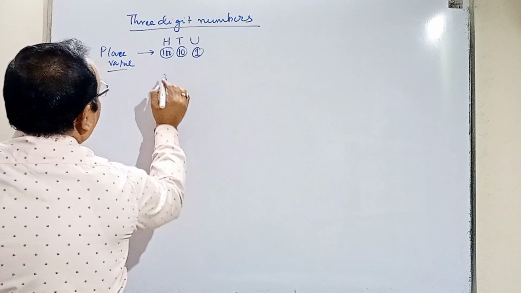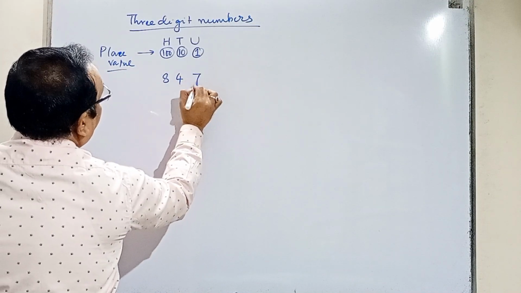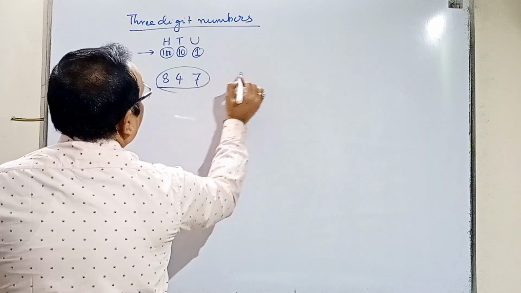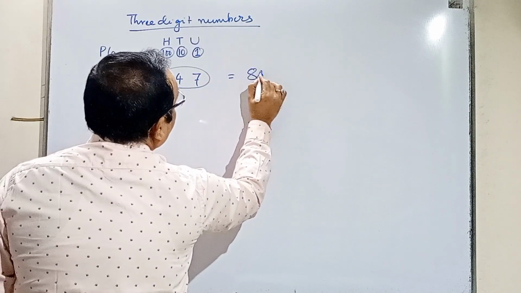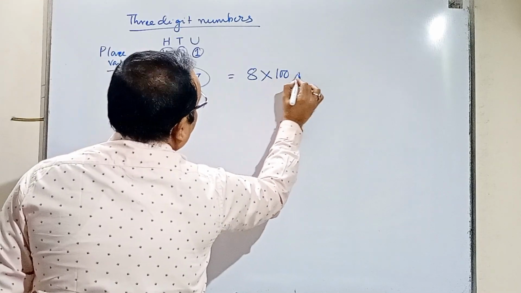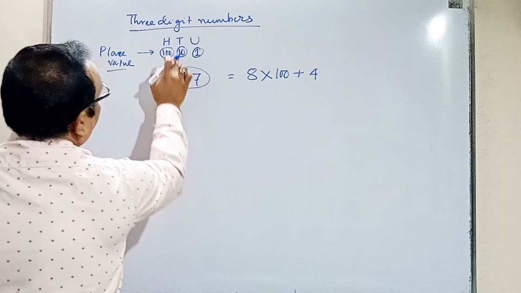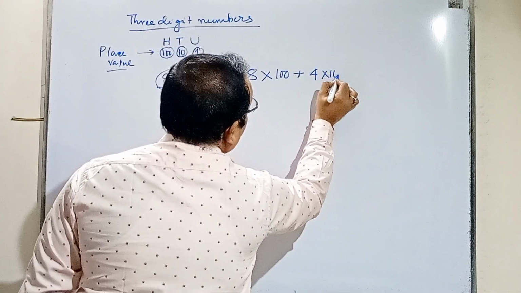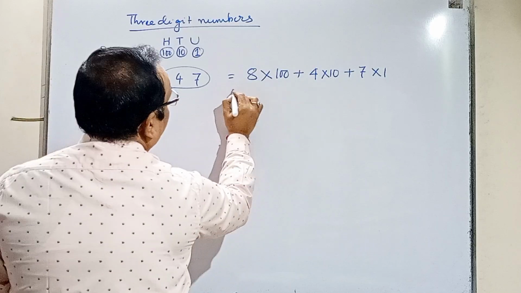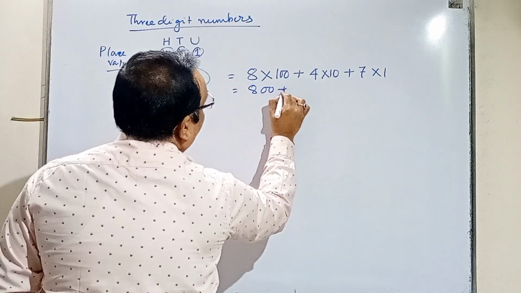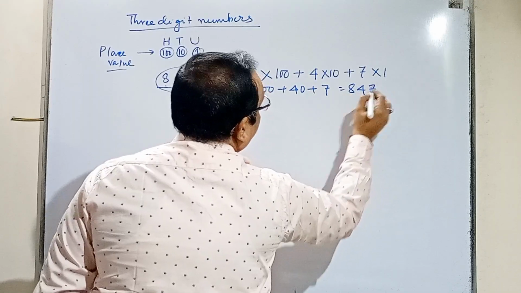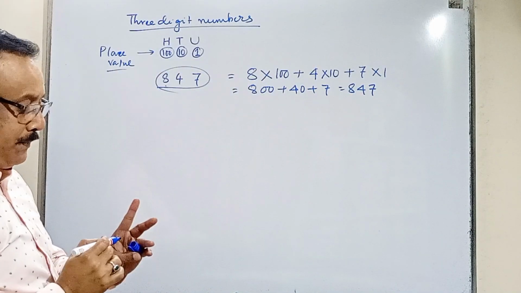For example, say 847. This is a 3-digit number. And how do you get this? This number can be obtained as 8 into the place value. 8 is placed in the hundreds place, so 8 into 100, plus 4. 4 is placed in the tens place, so 4 into 10, plus 7 into 1. 7 is in the unit place, the place of 1. So this gives me 800 plus 40 plus 7. That makes 847. So like this we get a 3-digit number.